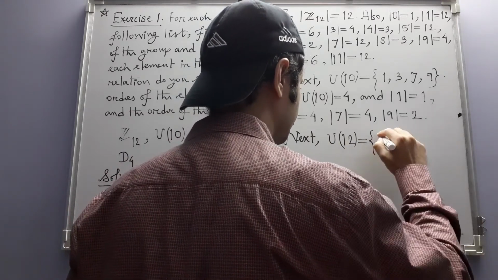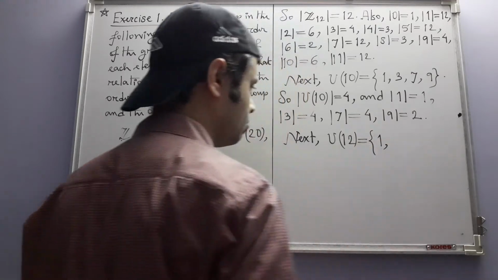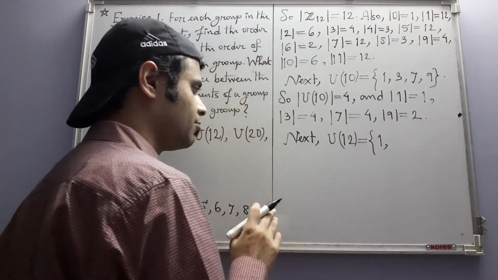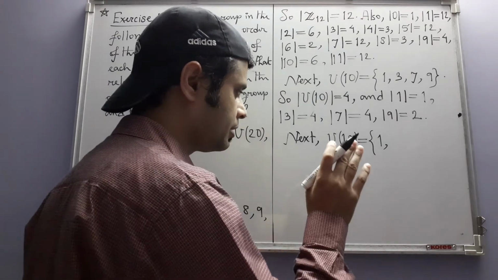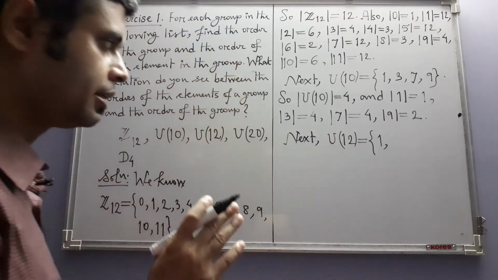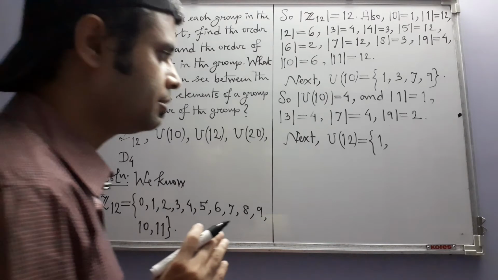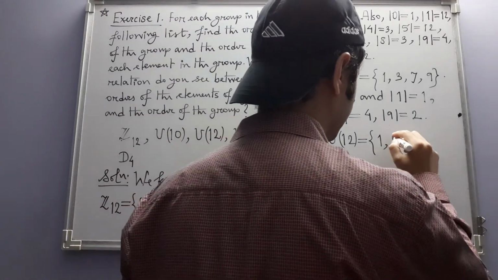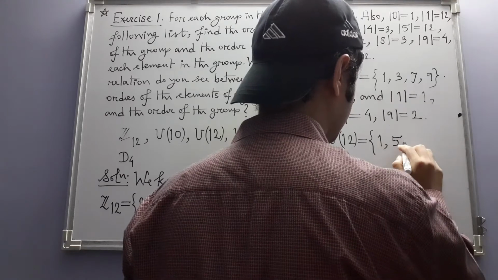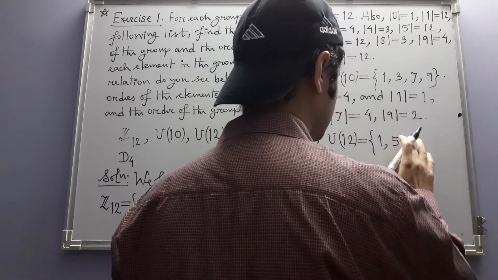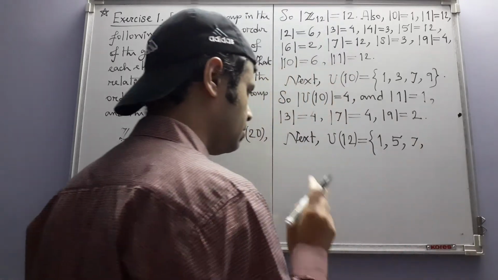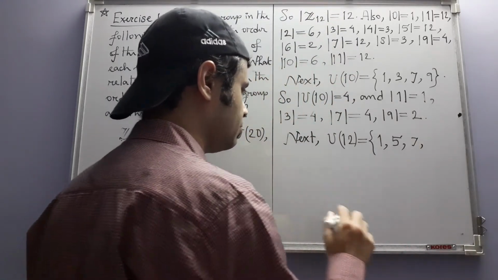U12 consists of these integers. We need integers relatively prime to 12, so we have to avoid even integers and integers that are divisible by 3. So 1, 2, 3, 4 won't be there. So we will have 5, 6 won't be there, 7, 8, 9, 10 won't be there.